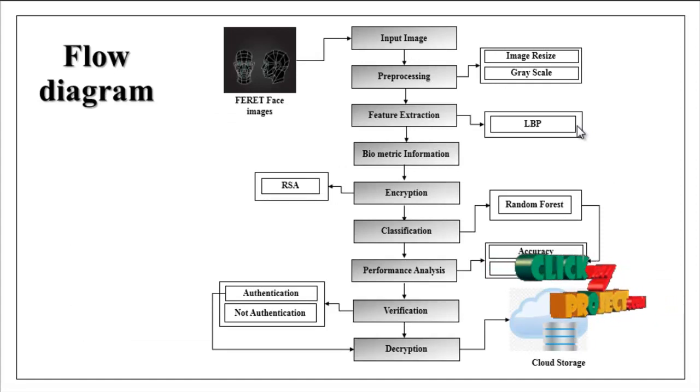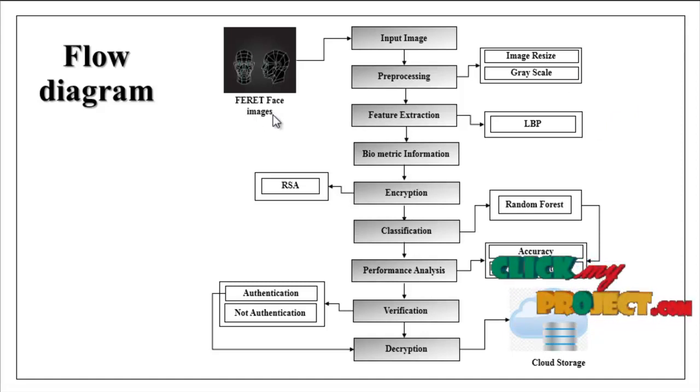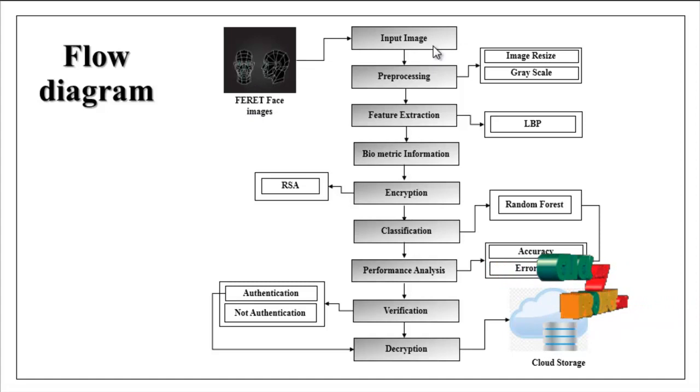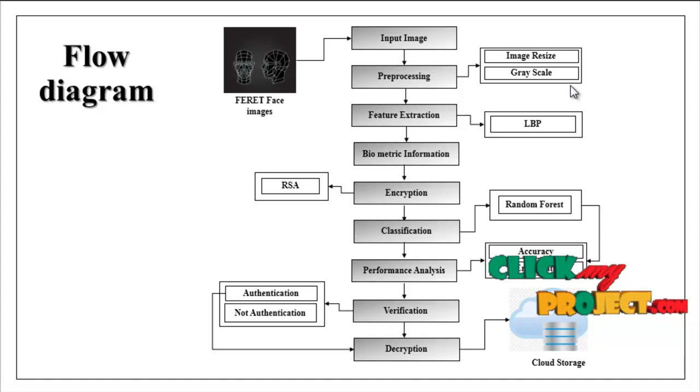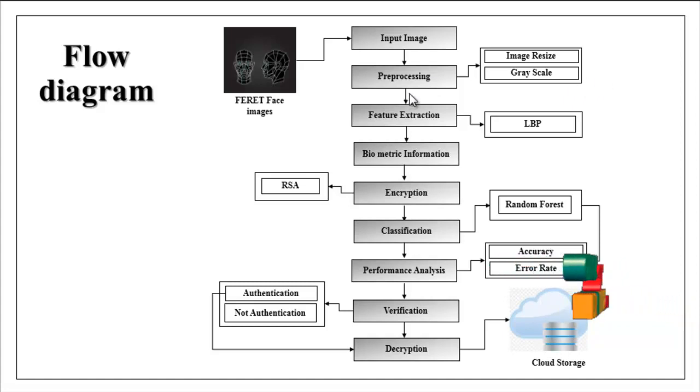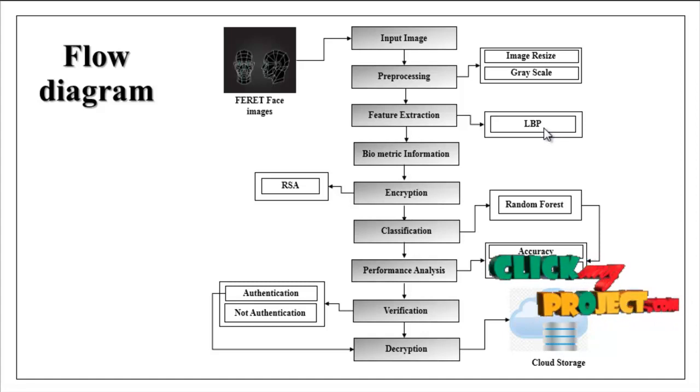Then we are going to see the flow of our project. This is the flow diagram. Here we have collected a set of images, that is the dataset of FERET face images. So we select one input image from our dataset, then pre-process the original image. In this step we resize the original image as well as do grayscale conversion. Then the pre-processed image is carried to the feature extraction module. Here we implement local binary pattern, so we extract the features by using this algorithm.